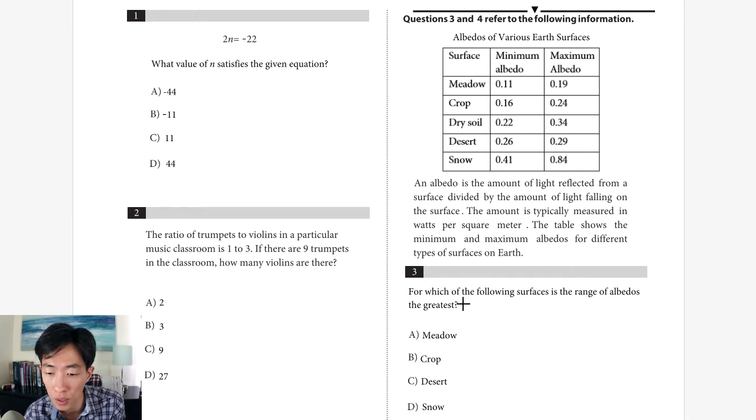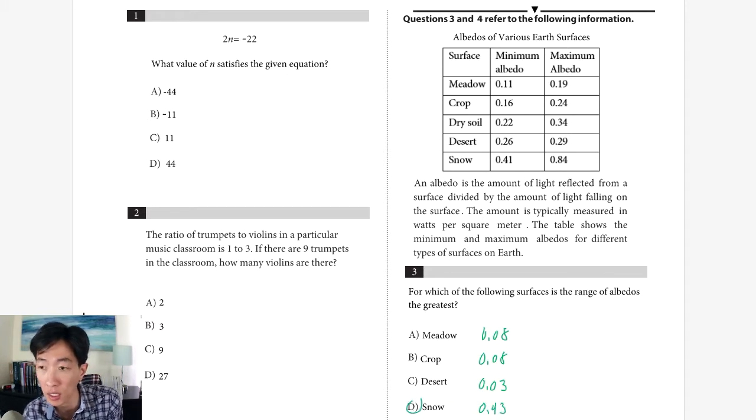Question 3. For which of the following surfaces is the range of albedos the greatest? So really, we just need to look at each of these 4 choices, subtract the max minus the minimum, and see which one is the biggest. So metal, we have 19 minus 11, so that's going to be 0.08. Crop, 24 minus 16, also 0.08. Desert, 29 minus 26, 0.03. Snow, 84 minus 41, obviously the biggest, it's going to be 0.43. And so snow has the largest range, and that's going to be the answer.